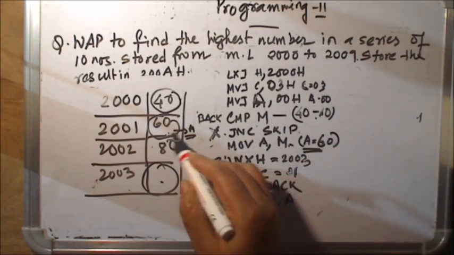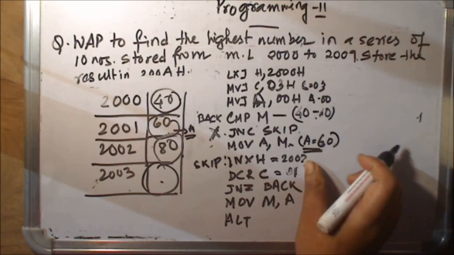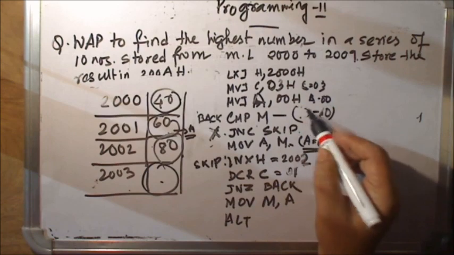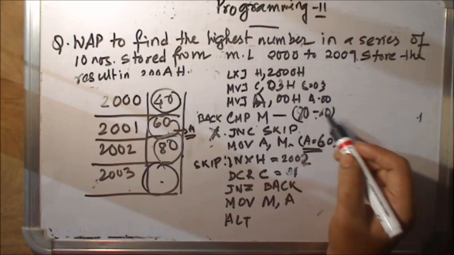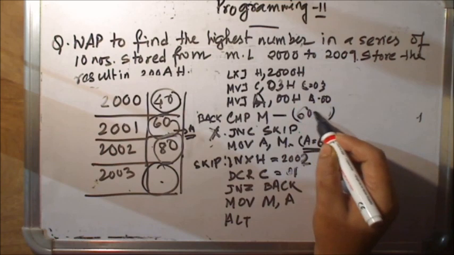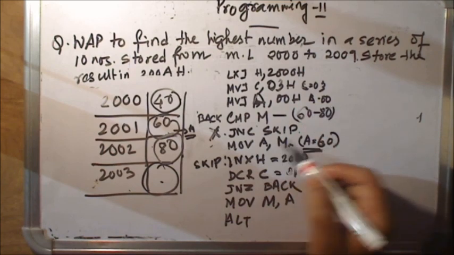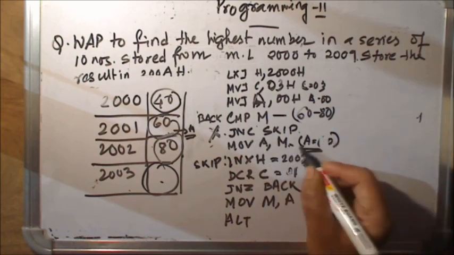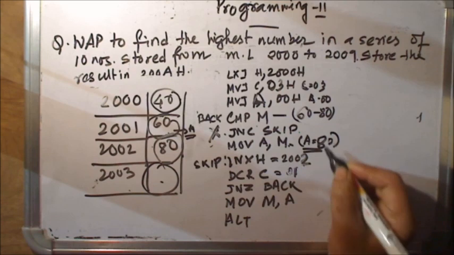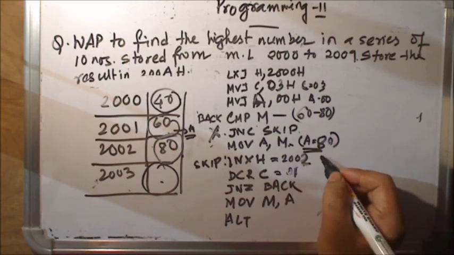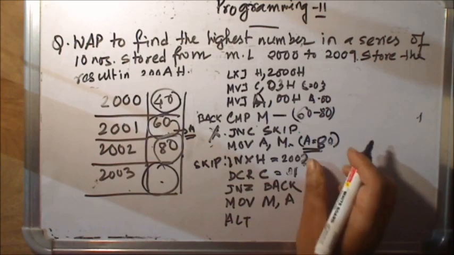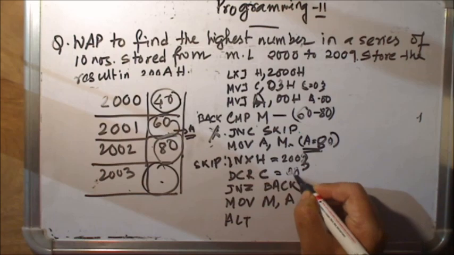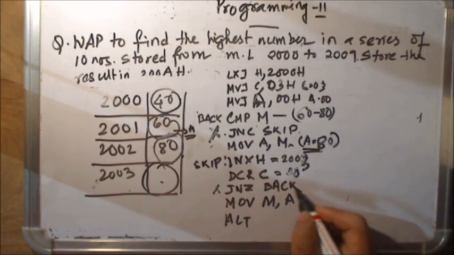Now the location is 2002, which holds 80. 60 will be compared with 80. Carry is generated, of course yes, so this condition will be false. We will take the higher number into A, so A will be holding the highest number, that is 80. Then it will go to 2003, and C will become 00. This condition will become false, and it will come out of the loop.